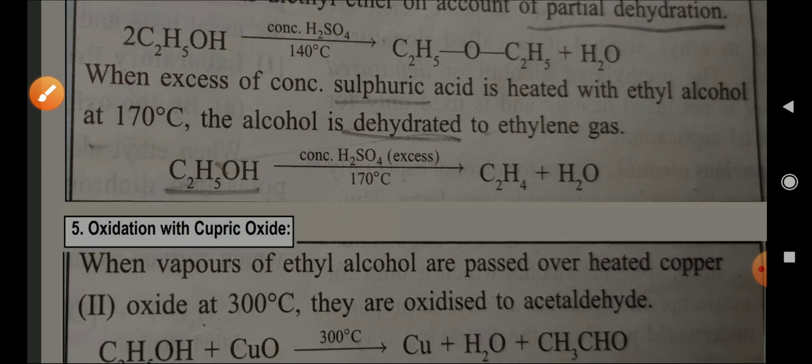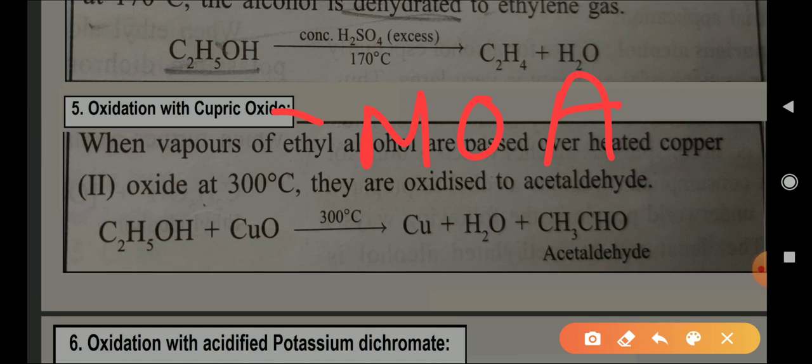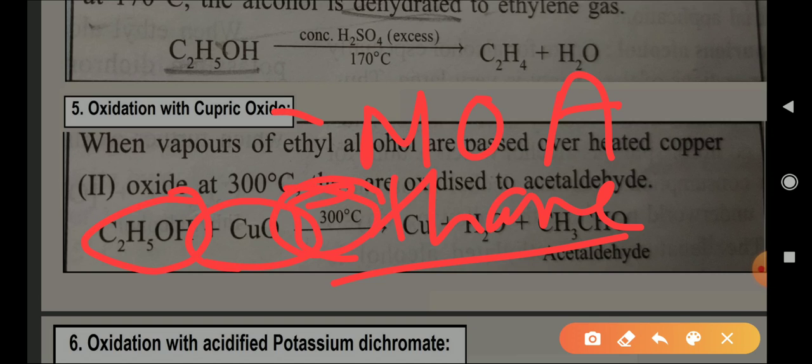The next one is oxidation with cupric oxide. So what happens when ethyl alcohol reacts with cupric oxide? Now cupric oxide is a mild oxidizing agent that we have seen in the previous episodes. In the preparation of ethane episode, we have seen the chemical properties of ethane, in which ethane is converted to ethyl alcohol, and ethyl alcohol in the presence of cupric oxide at 300 degrees centigrade, what is it going to form?